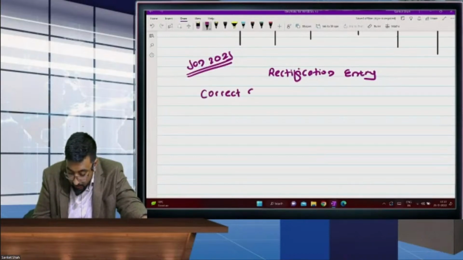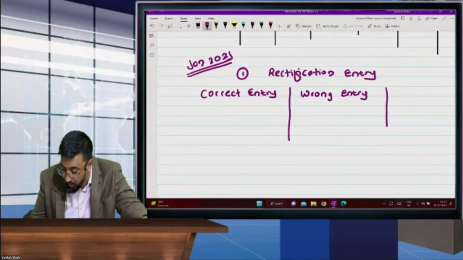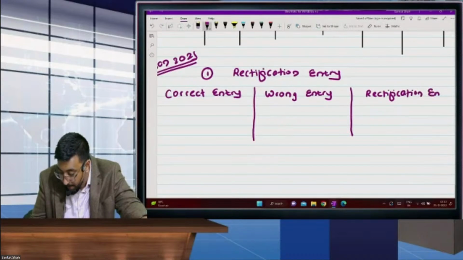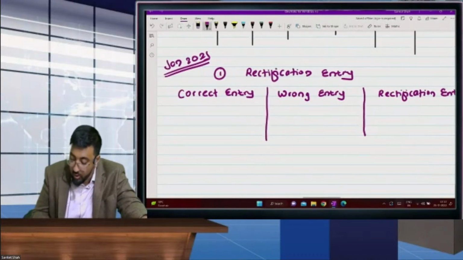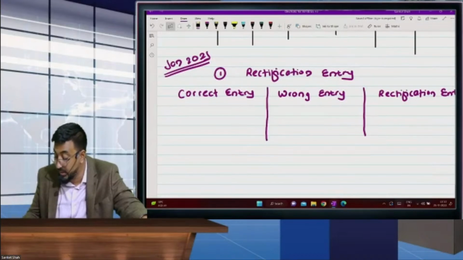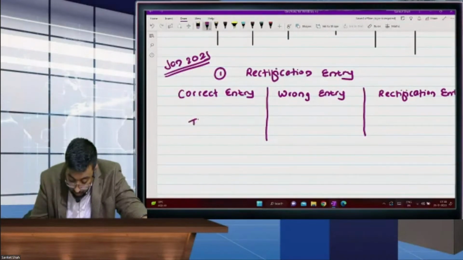Correct entry, wrong entry. Now first one is a rectification. In exam, there is no need to write all these columns. You can directly write rectification entry. So what is the correct entry? HO का supervisor. Now you only tell me it in the comment section. HO का supervisor का salary paid by branch. So branch will pass entry to cash.